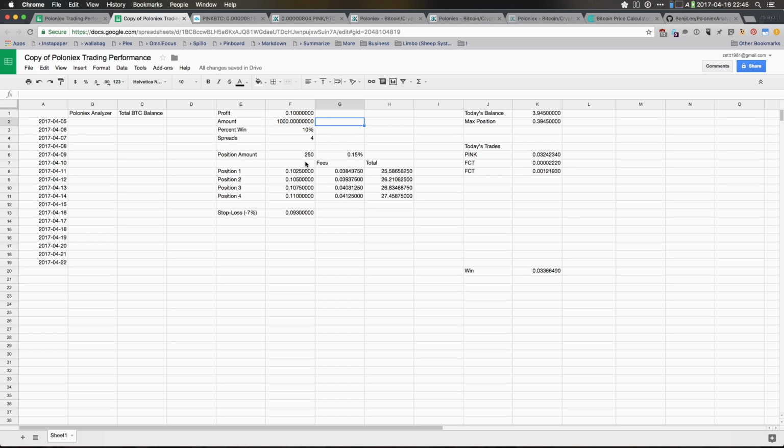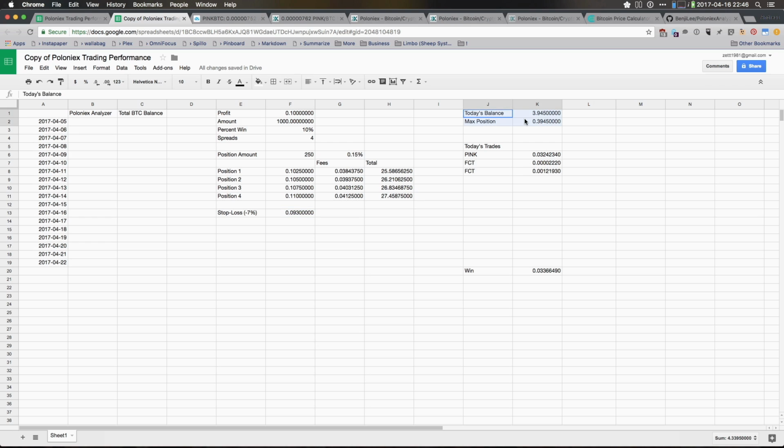Your sell orders are then the position 1, 2, 3, and 4. And how much you're going to sell is this amount. What's new is that I'm now also calculating how much money you get out of your trades. And what this spreadsheet also does, it calculates a stop loss that is always 7% below your entry point.